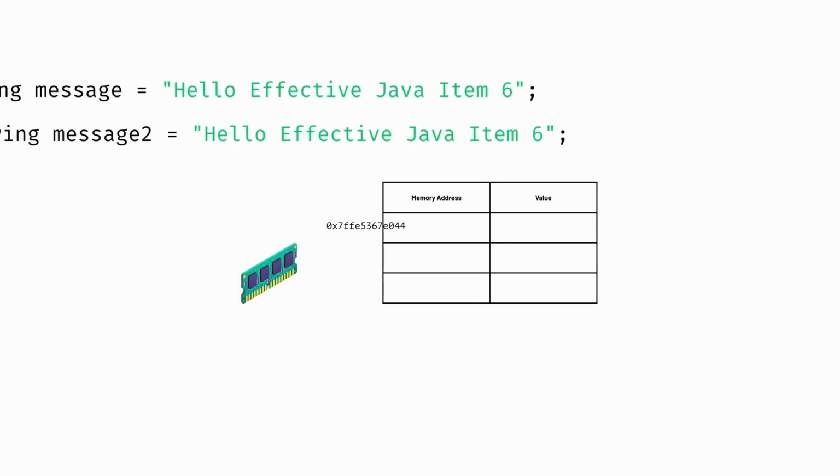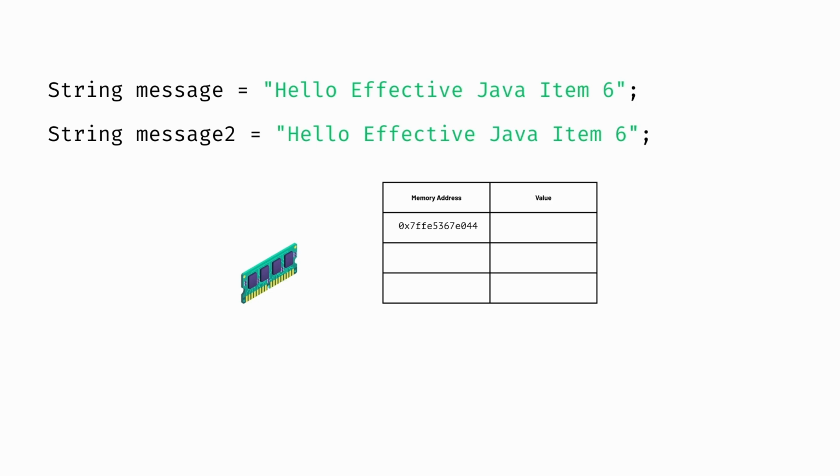Have you thought about why you got true? Because Java works differently. If you have two different string objects which have the same value, Java allocates the same memory address in the memory. So it doesn't allocate extra memory space for us.